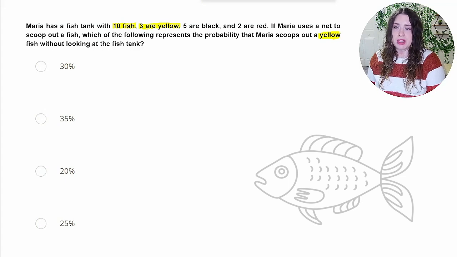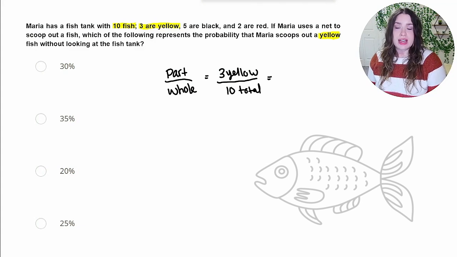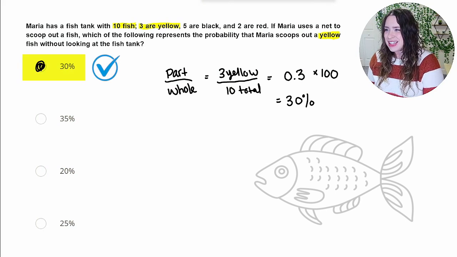So in order to find the probability, we need to find the part out of the whole and set up a ratio. So the part in this case is our 3 yellow out of a total of 10 fish. And so we're going to essentially be doing 3 divided by 10, which if we put in our calculator, we're going to get 0.3. Now, that of course is not one of the answers because we need to convert this into a percent. So then we can go ahead and multiply this by 100 to get a final percentage of 30%, which is our correct answer right there.